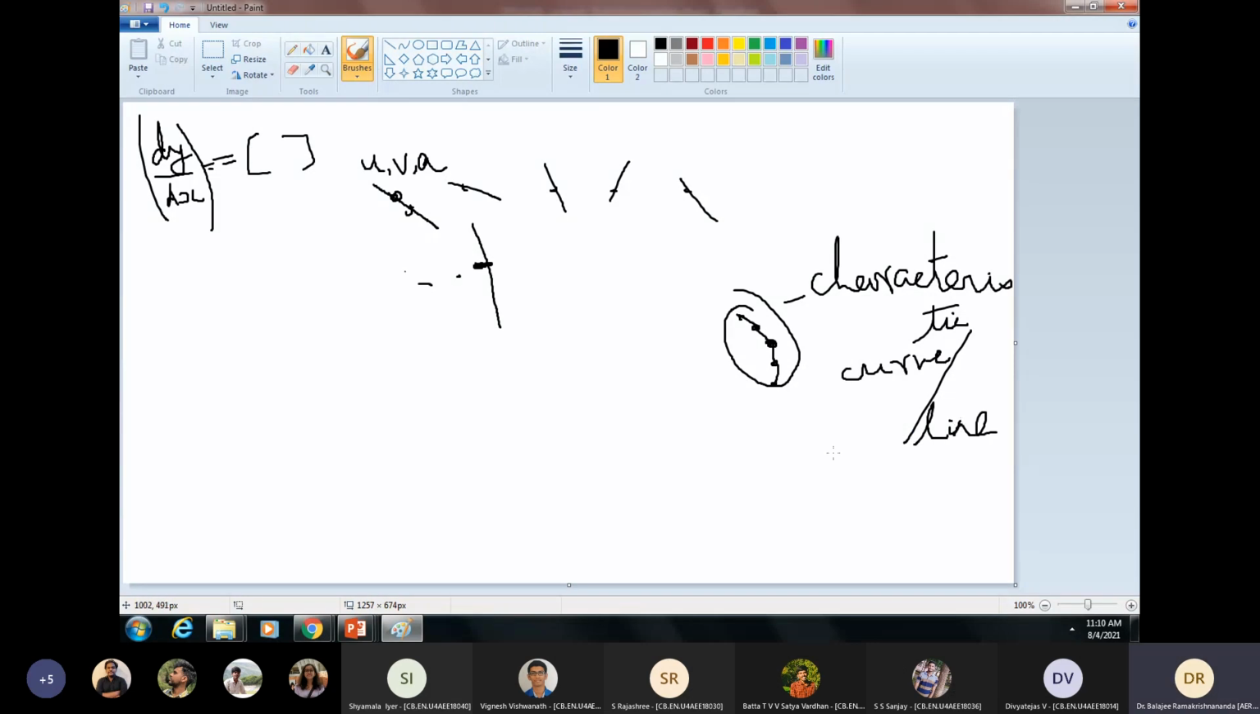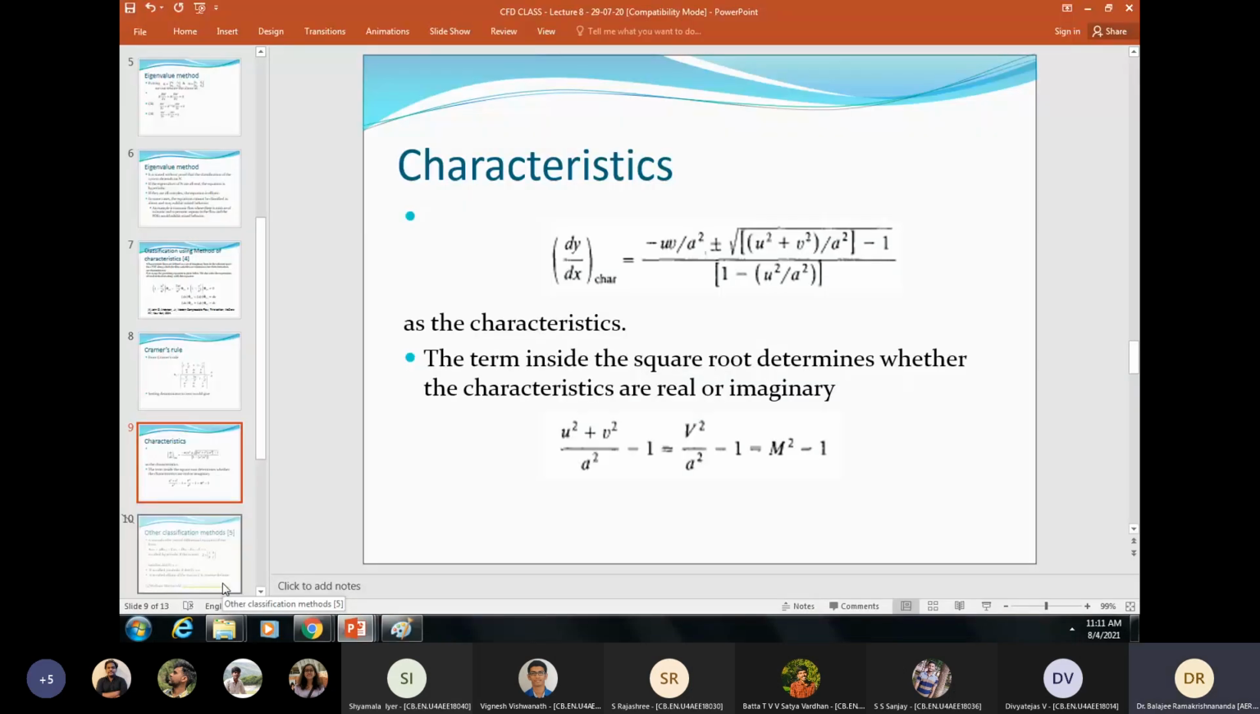So you define it at a point. If you want to see a curve, then it's defined at many points, very adjacent points. In the limit, when these points are very close to each other, all these straight lines will appear like a smooth curve. That's a characteristic curve. If there are any doubts, please stop me in between.